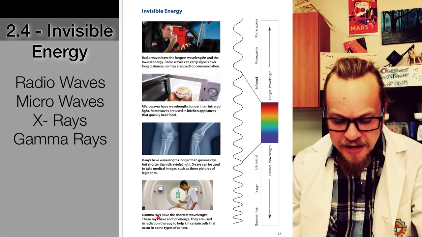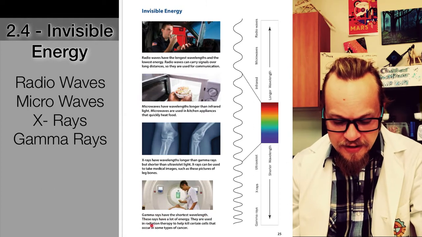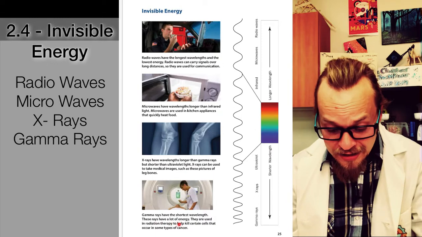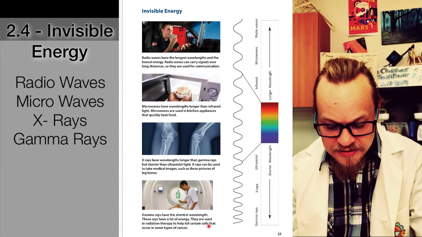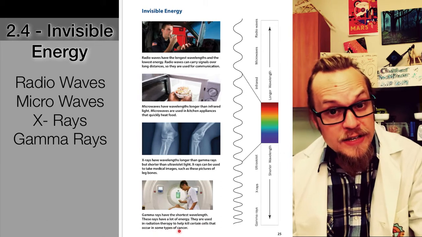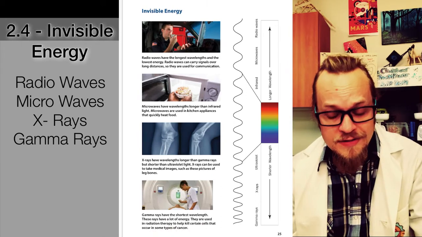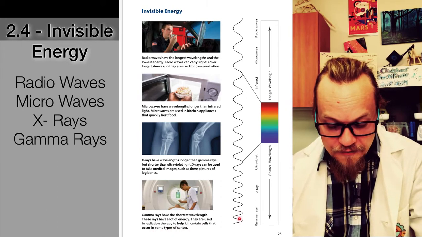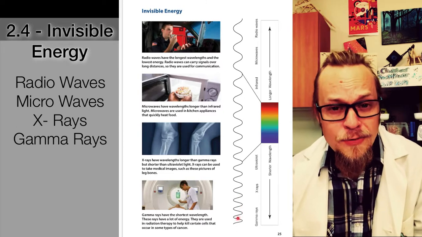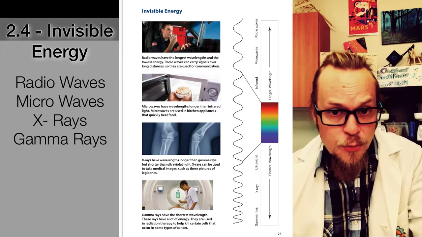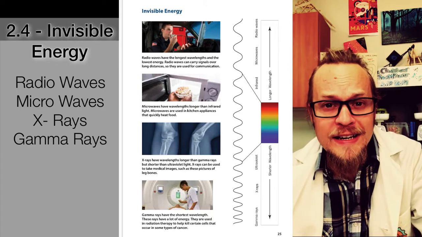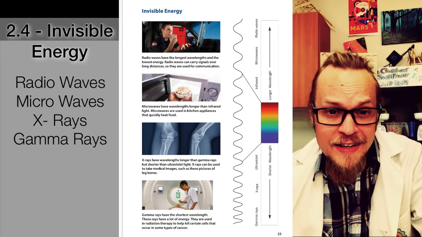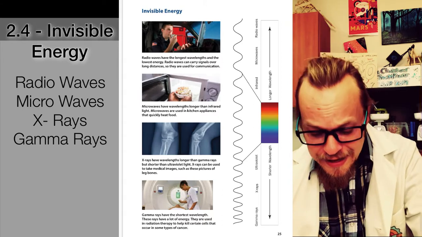And then gamma rays have the shortest wavelength. These rays have a lot of energy. They are used in radiation therapy to help kill certain cells that occur in some types of cancer. So gamma rays, the fastest or the highest frequency of any of the waves, can be used for good to eradicate malignant cells that cause cancer.